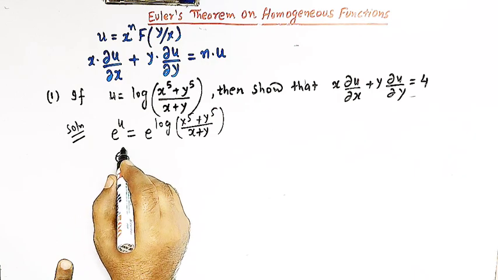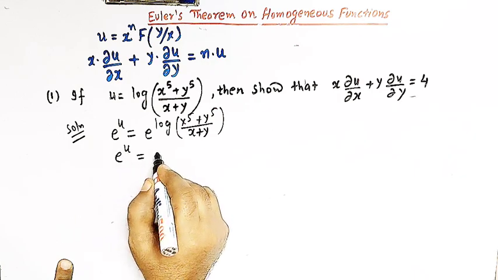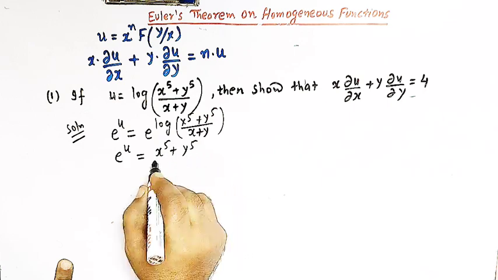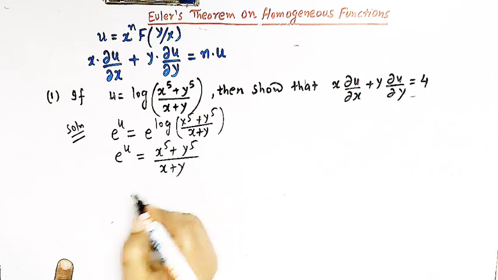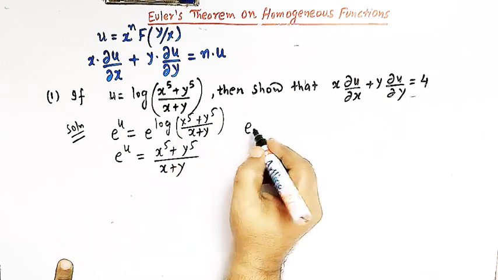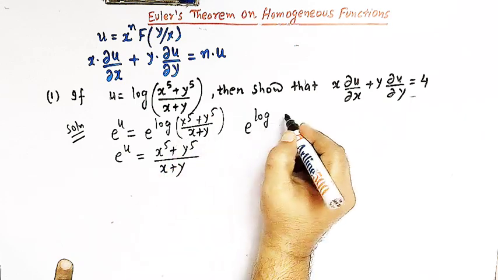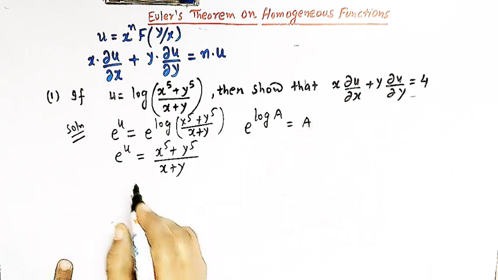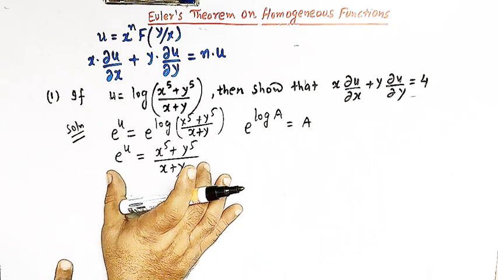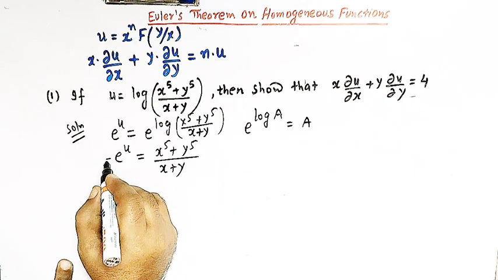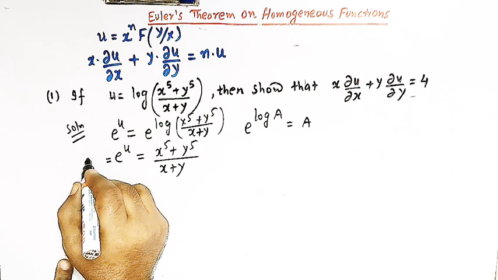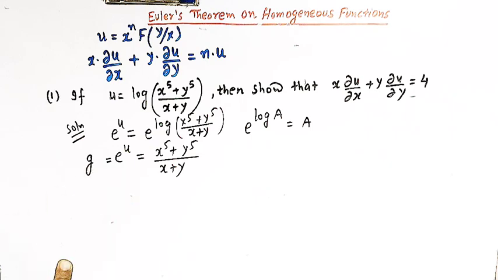So we can now write e raised to u is equal to simply x raised to 5 plus y raised to 5 divided by x plus y, because we know that e raised to log of a is equal to a, right? So now we have this relation. So let us take this function, that is e raised to u, as g, right?